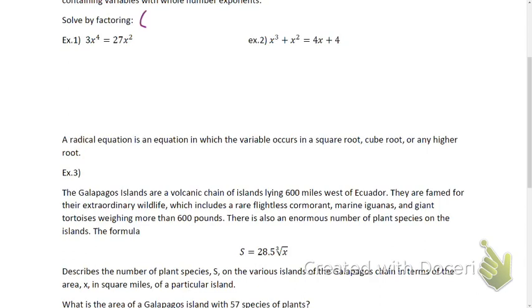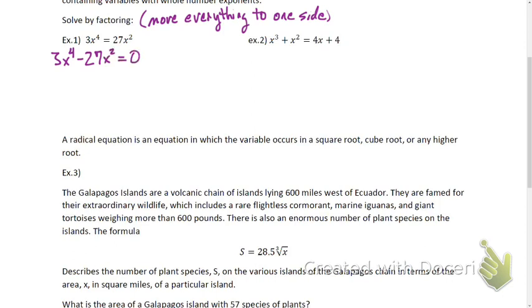And when you factor, move everything to one side. So on number 1, I need to move that 27x squared over to the left side, so it becomes negative. And now we're ready to factor.